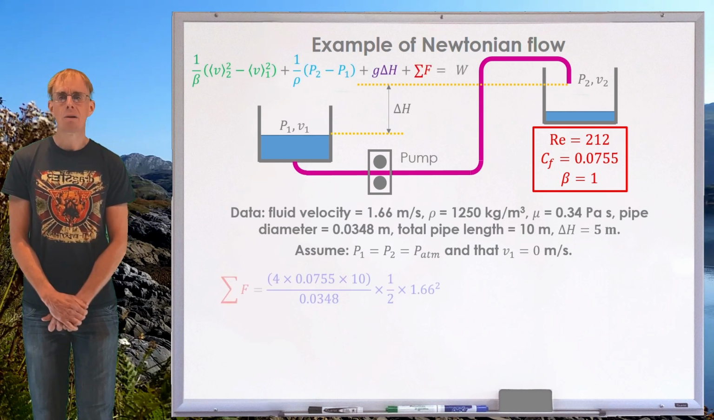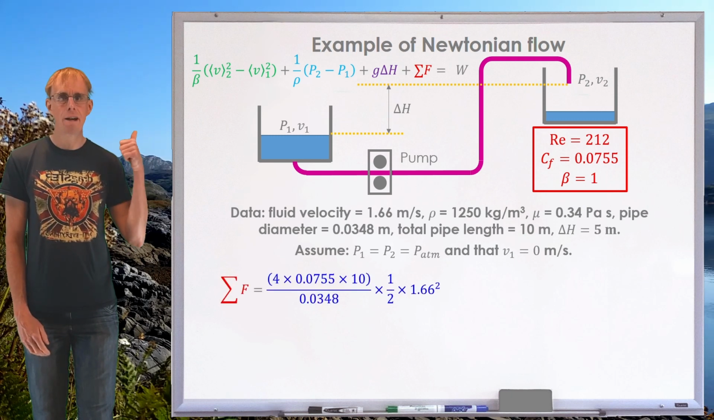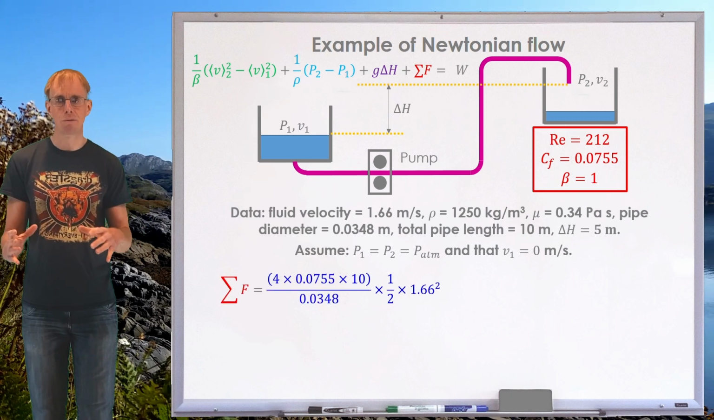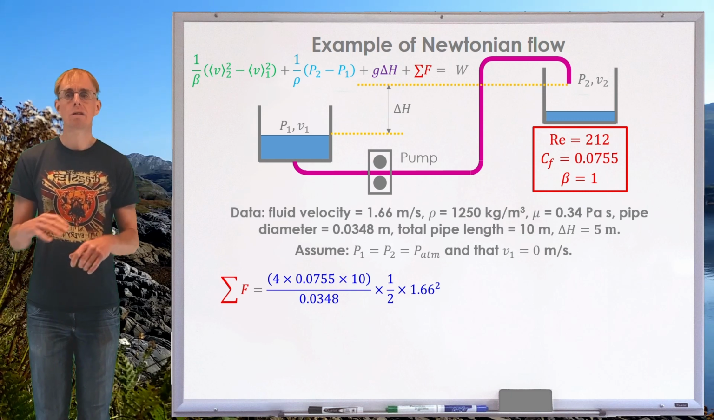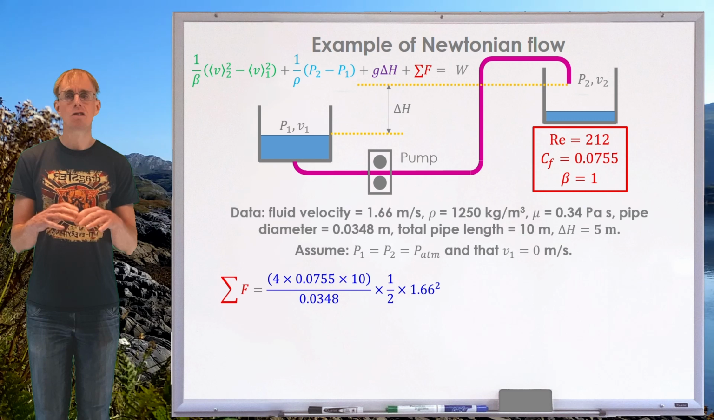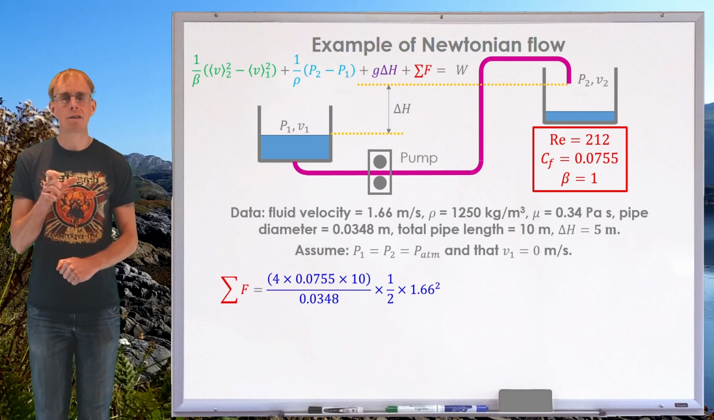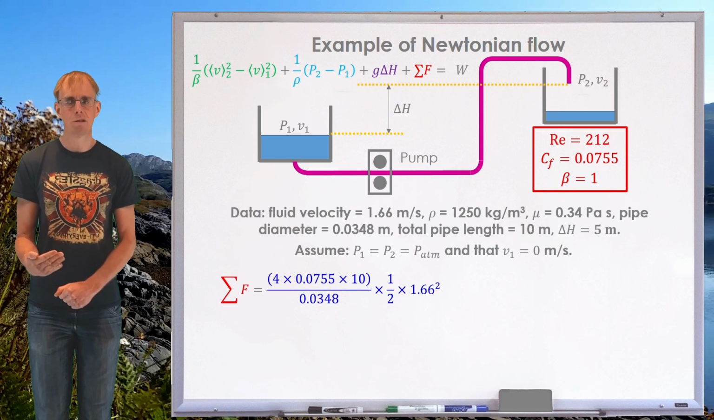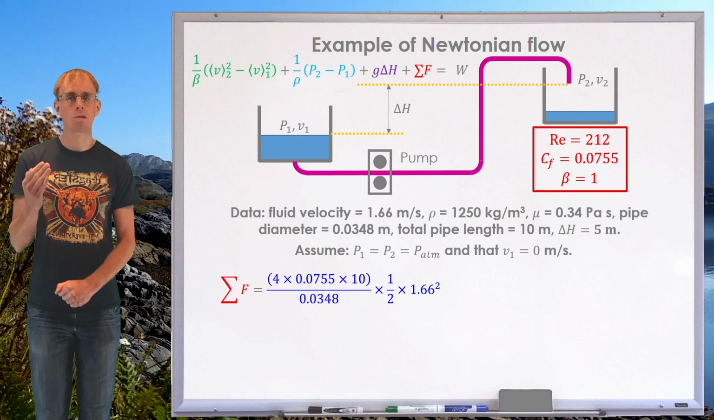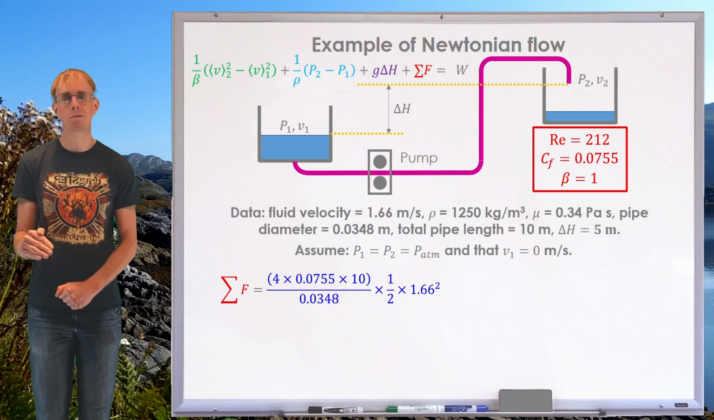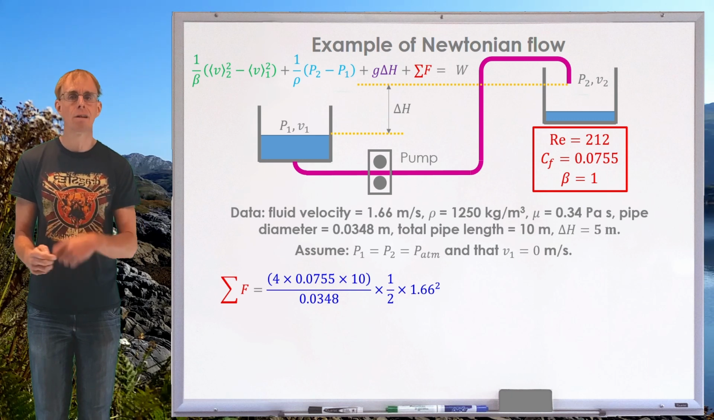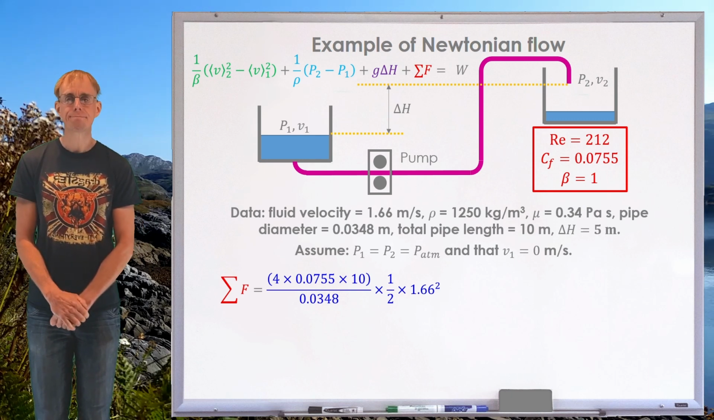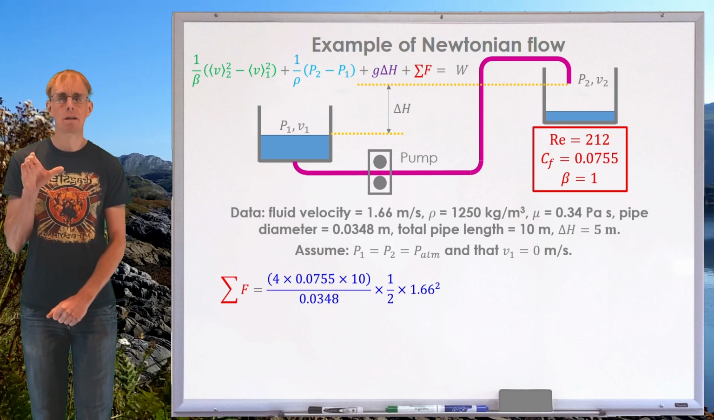So let's now think about Bernoulli's equation there at the top of the board. 1 over beta, difference in velocity squared. 1 over rho, difference in pressure, that's 0. g delta H, well that's my elevation change, and the sum of losses. So let's start with the sum of losses. Let's deal with the pipe losses first. So I've got 4 times Cf times L over D: 4 times 0.0755 times 10 over 0.0348. That's 4 Cf L over D times a half V squared, and the length is the entire length of the pipe. I'll add on the bends in a minute. Okay, so that's the pipe loss.